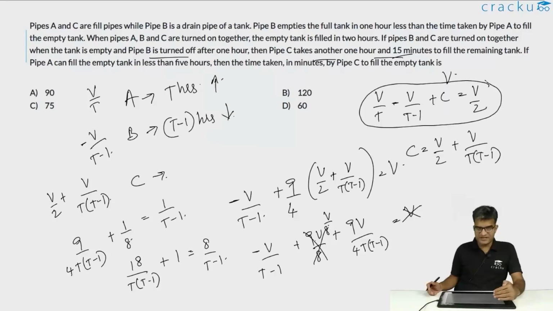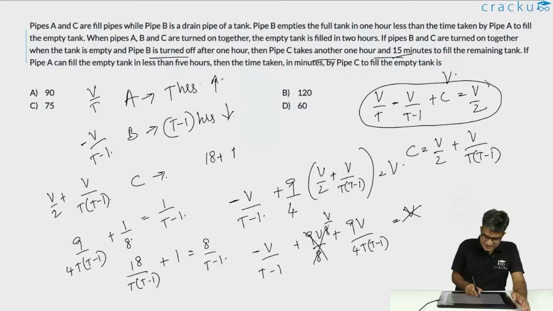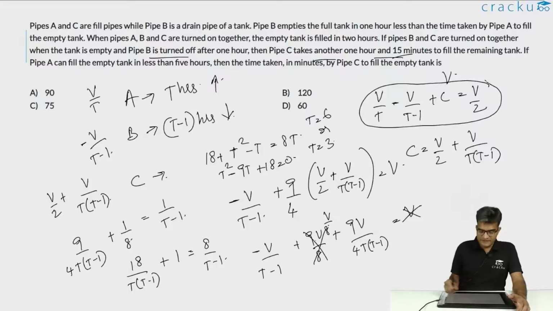Or we can now multiply the entire equation with T into T minus 1. So we are going to get 18 plus T square minus T is equal to 80. Or T square minus 9T plus 18 is equal to 0. This can be factorized. The value of T is either 6 or T is equal to 3. We are told that the time taken by A to fill the empty tank is less than 5. So it cannot be 6. So the value of T is 3.